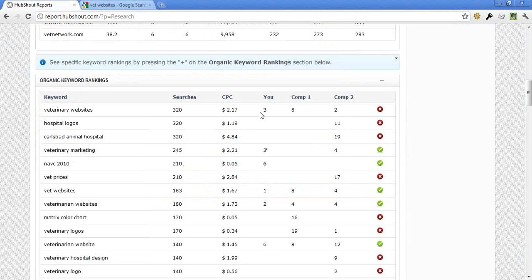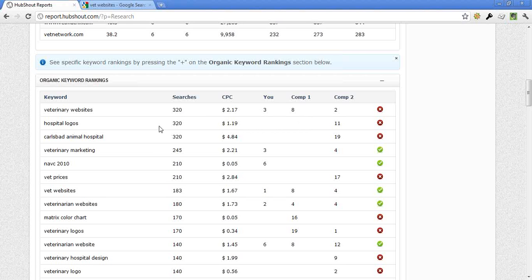So in this case, the reason that VetNetwork is getting a higher score from the veterinary website's keyword is because they're ranked in position 2 and VetHubs is in position 3. So when we divide 320 by 3 versus 320 by 2 and then multiply by 217, just on that one keyword, they're getting a higher traffic score. And you can kind of see that repeats.